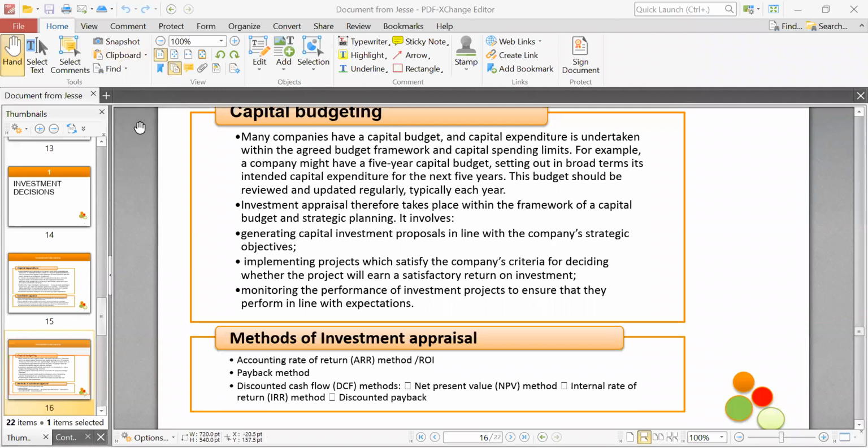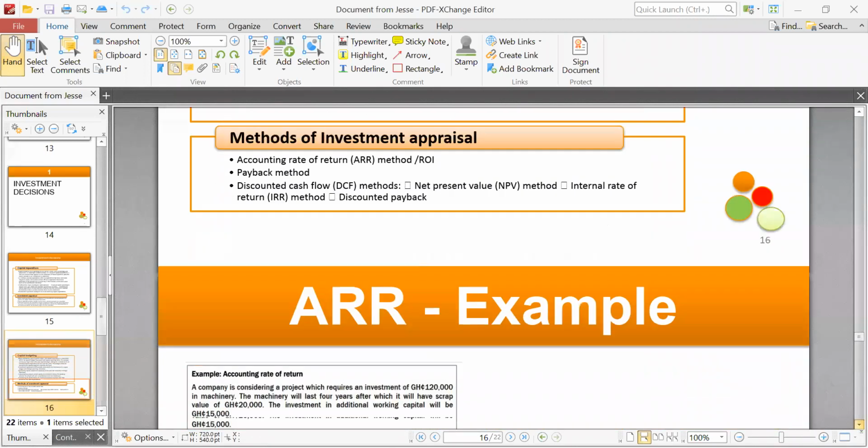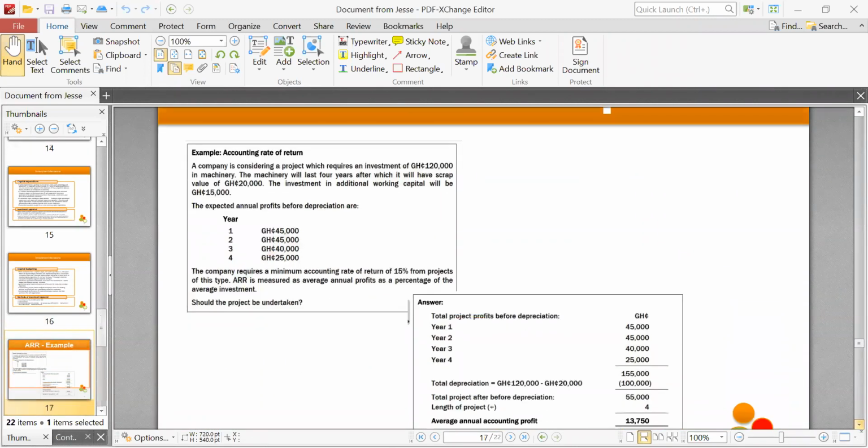So these are several ways of appraising an investment. Like I've always said, it will be better to use an example. I'm just laying the theoretical foundation.